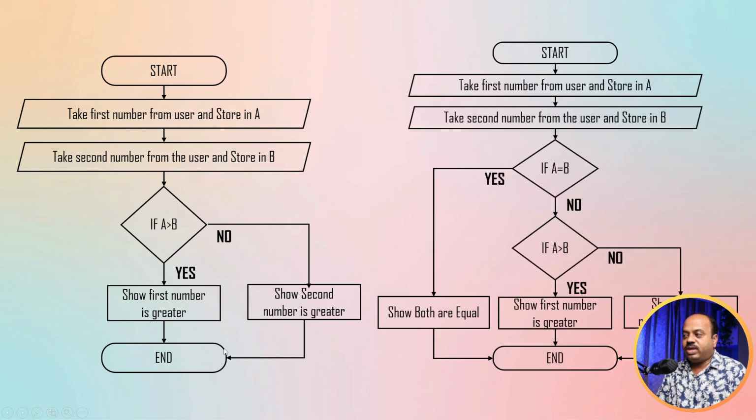We modified this program to check one more condition. What if the user enters both the numbers equal? So in that case, we accepted the first number, accepted the second number, and in the beginning we checked if both the numbers entered by the user were the same. If A is equal to B, it will directly come here and show both are equal and end the program. Now if this condition was false, if A was not equal to B, then it would go down and check the second condition. That is, if A is greater than B, then it would execute this part of the program where if this condition was true, it would show first number is greater. If the condition was false, it would show the second number is greater and end the program.